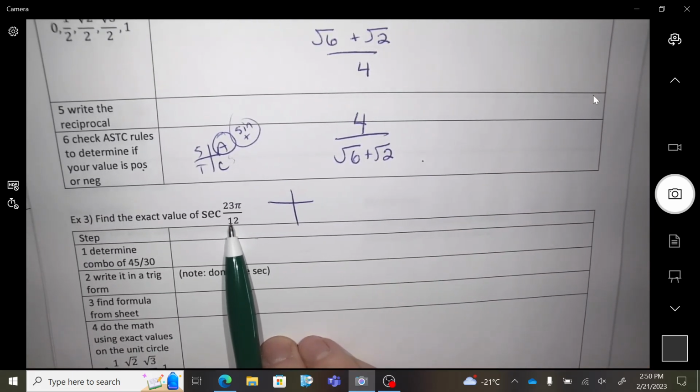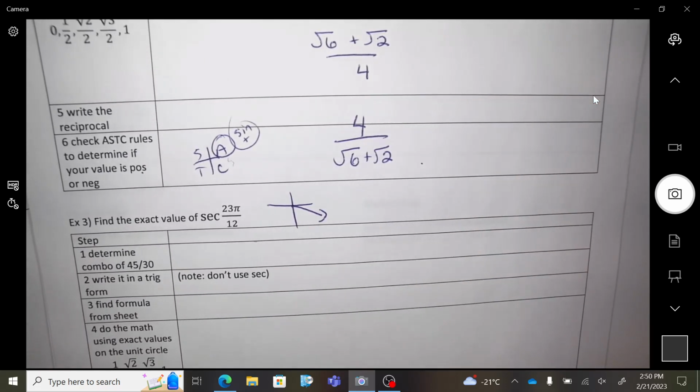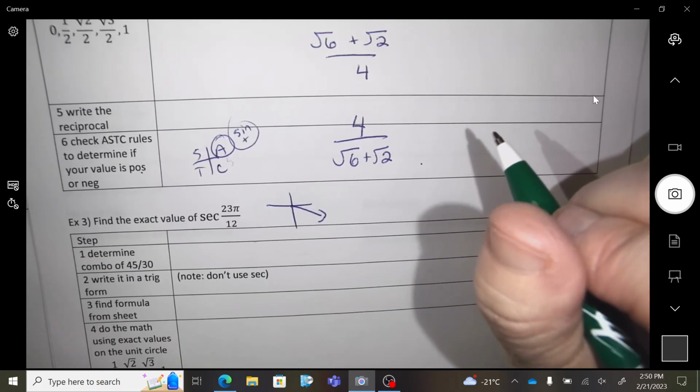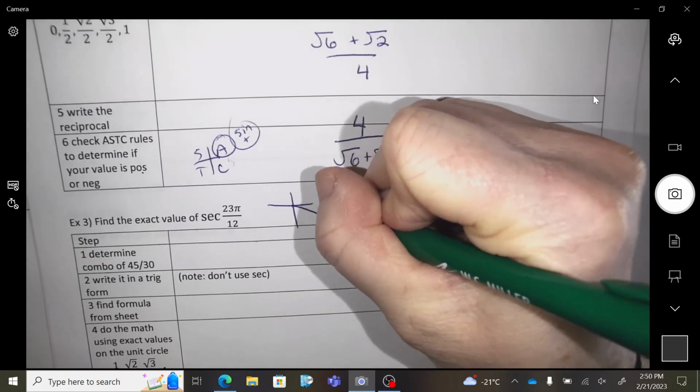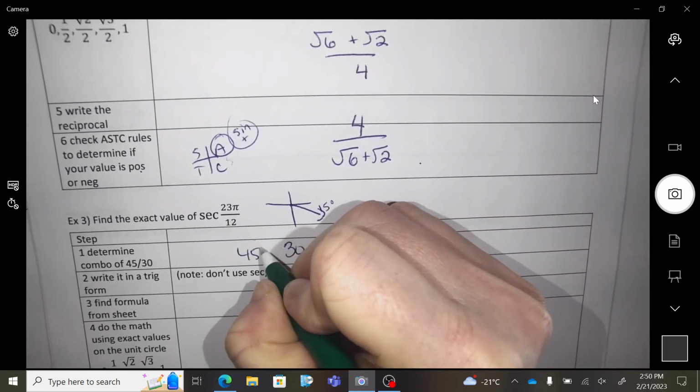23 pi over 12. We are in quadrant 4. How many degrees are you off of the x-axis? 15 or 75? 15. You're 15 degrees away. So we're going to subtract.